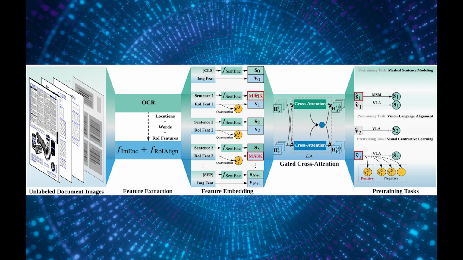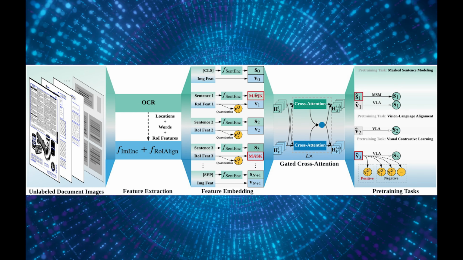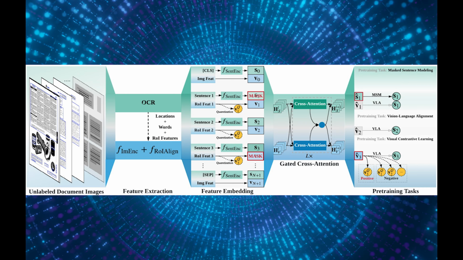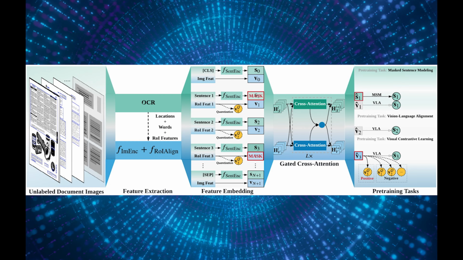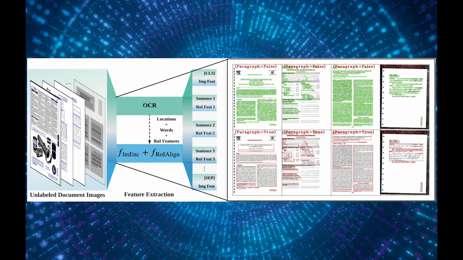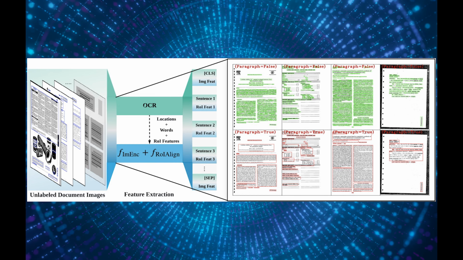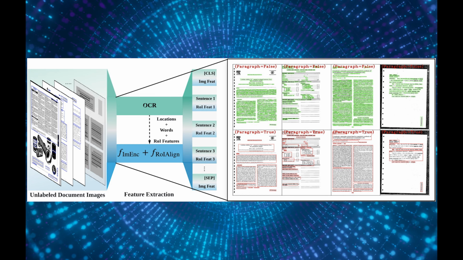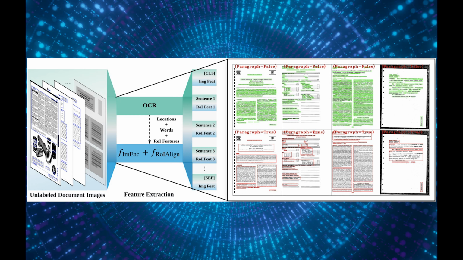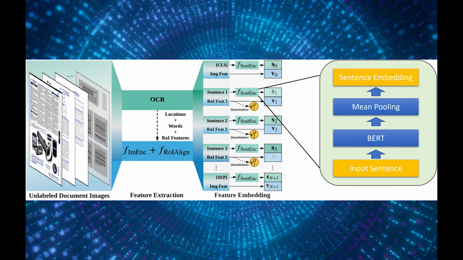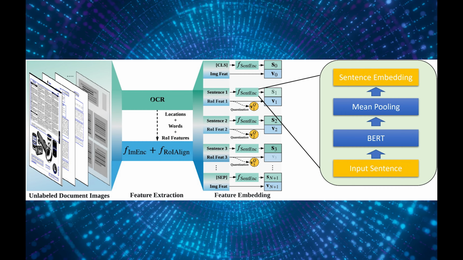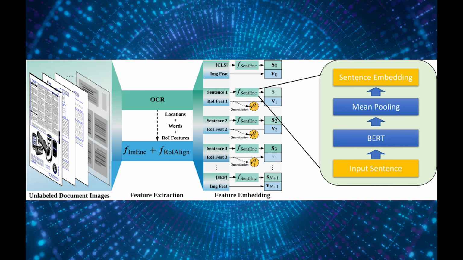The framework is made up of feature extraction, feature embedding, multi-layer gated cross-attention encoder, and pretraining tasks. In the feature extraction step, the framework adopts off-the-shelf OCR tools such as Tesseract, EasyOCR, Google OCR, and Microsoft OCR to extract words, sentences, and bounding boxes. For feature embedding, UDoc combines the textual embeddings and position encodings to generate multimodal embeddings.